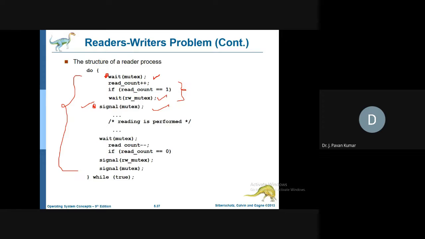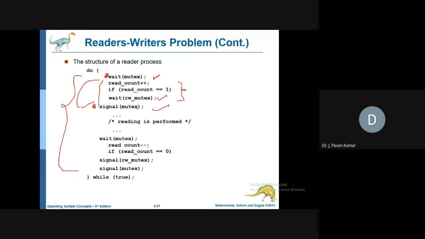Consider another problem. Wait of mutex should be followed by signal of mutex. Instead of that, signal of mutex is used first, then wait of mutex. What does it mean? The mutex value will be incremented and then decremented, and whenever we give signal of mutex, the value will be incremented. So it will allow other processes to enter into the critical section, so more than one process will be in the critical section.